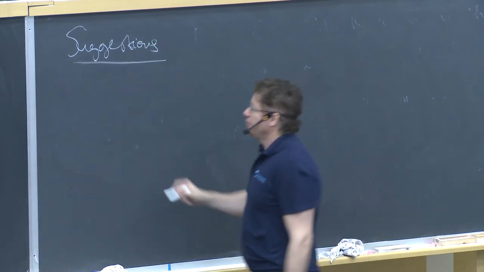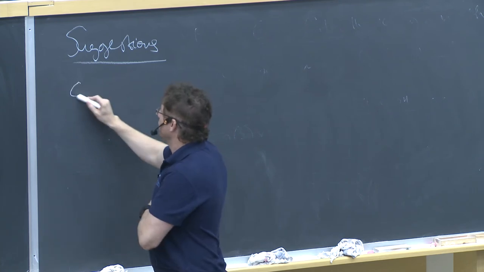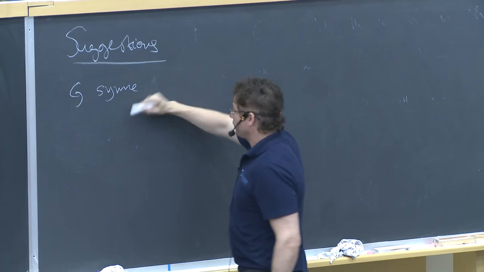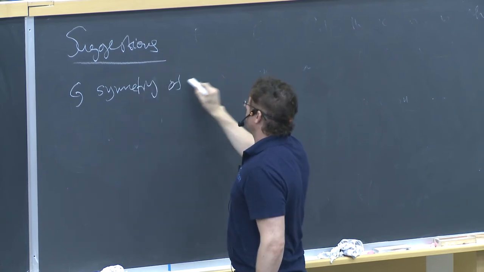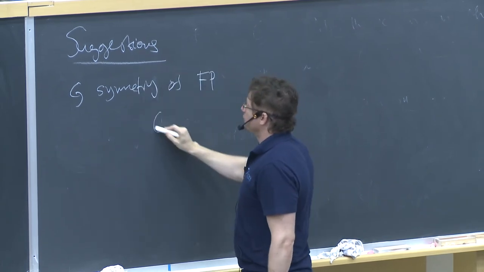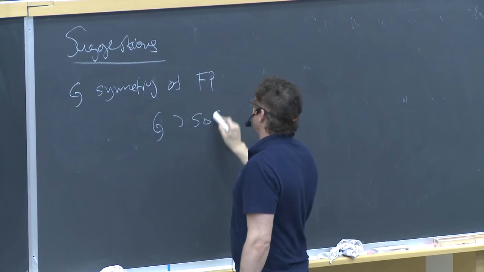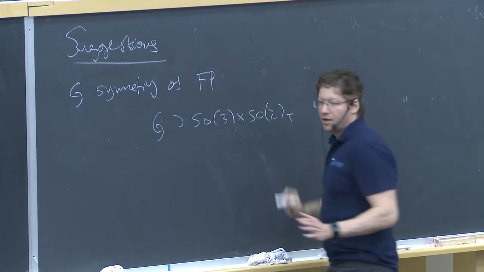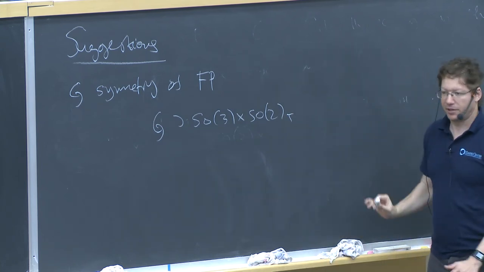So obviously this fixed point has some symmetry G. G is the symmetry of the fixed point. And obviously G is going to contain SO3 times SO2. And maybe it's just exactly SO3 times SO2.